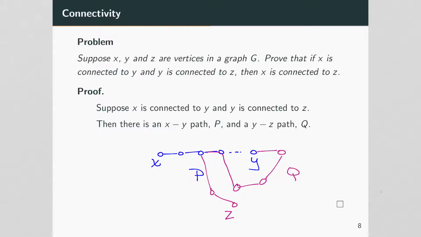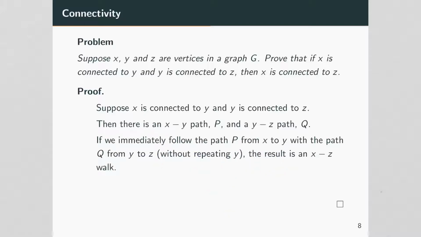So we can see that if we just take P and follow immediately with Q, we might not get a path from X to Z, but we get a walk from X to Z for sure. So here's how we can put this in words.